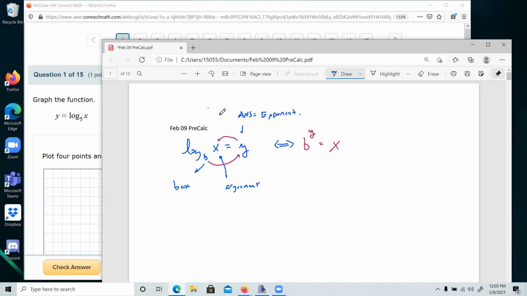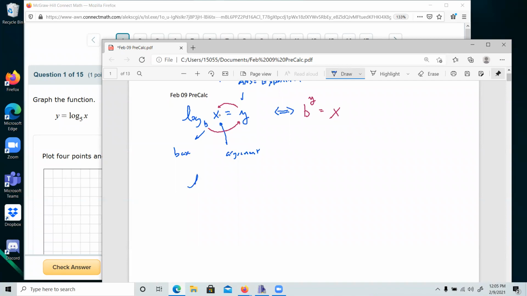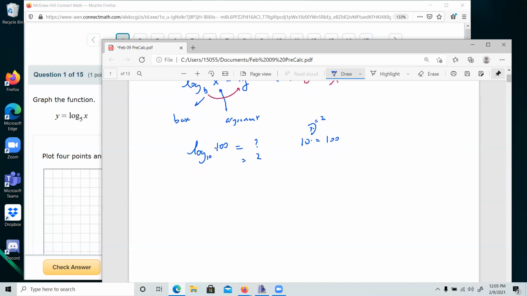If we do an easy one, log base 10 of 100 equals what? This is equivalent to: 10 raised to what power is equal to 100? I picked this one on purpose because for log base 10, all we're doing is counting the zeros, and it's going to be 2. 10 squared is equal to 100. So this question mark here is 2. Sometimes they're not so easy.